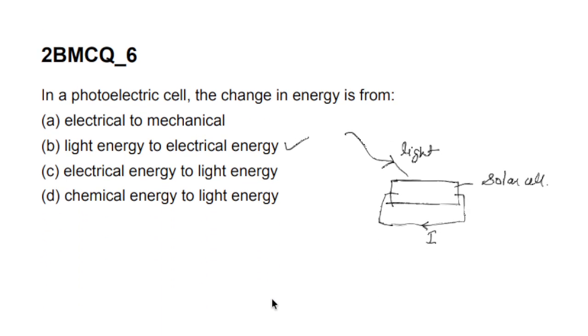In a photoelectric cell, the change in energy is from light energy to electric energy. So this is a solar cell I've drawn. This is the light we capture, and what this solar cell does is it takes energy from the light and converts it into electrical energy, so that the solar lamps you must have seen can glow. So the answer is option B.